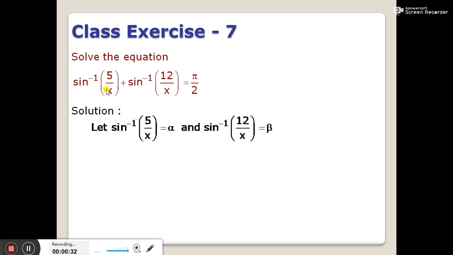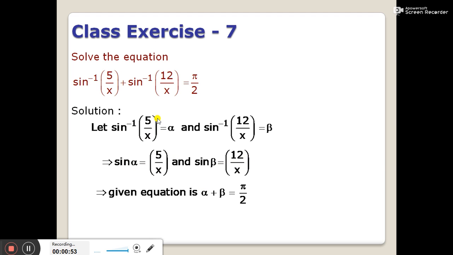First of all, we suppose sine inverse 5 by x as alpha and sine inverse 12 by x as beta. From the given equation, sine alpha is equal to 5 by x and sine beta is equal to 12 by x. Therefore, the given equation becomes alpha plus beta is equal to pi by 2.